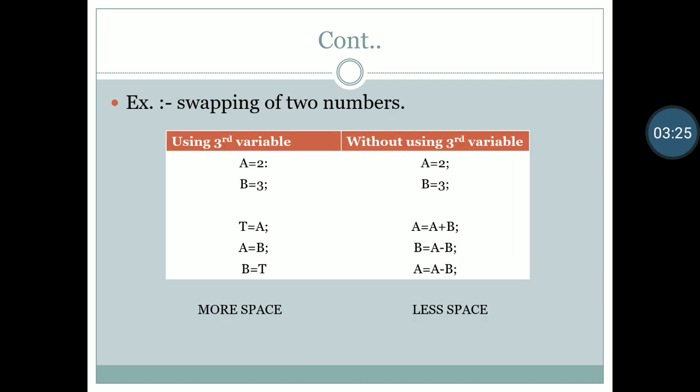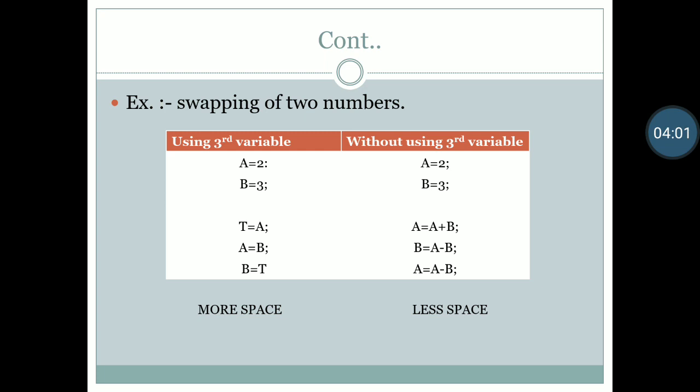To understand this, let's take an example. Here, our example is that we have to swap two numbers. Our problem is swapping of two numbers. It can be solved in two ways: either using a third variable or without using a third variable. So our problem is swapping of numbers and our solutions are using a third variable and without using a third variable. So these are the two algorithms we can consider.